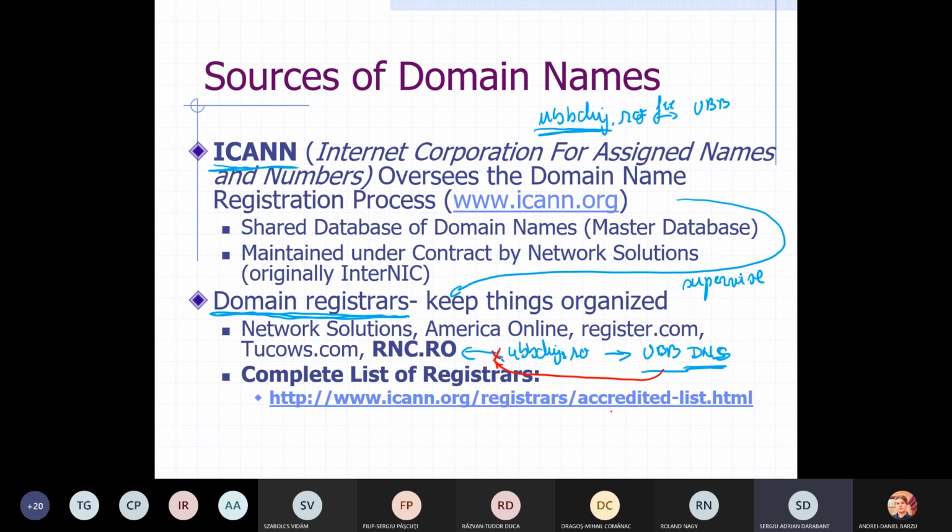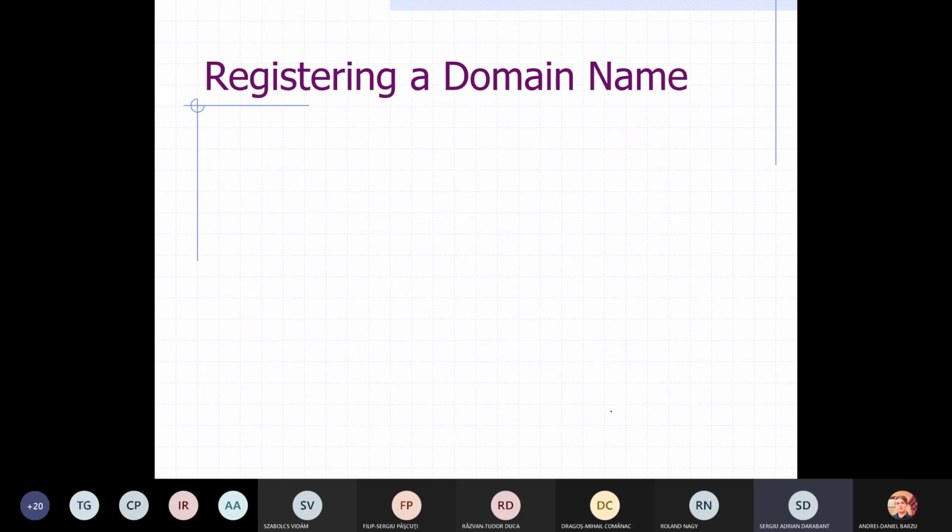The complete list of registrars, you have it at this URL. This is not that important. It's just for you to understand how you actually register a domain. Well, you contact the domain registrar. You can go, for example, to rnc.ro. There are plenty of them. Just look for domain registrars, and take a look at how expensive a domain name is that ends in a specific TLD at each of those registrars.